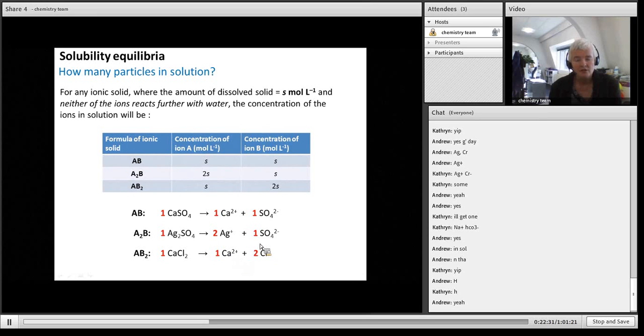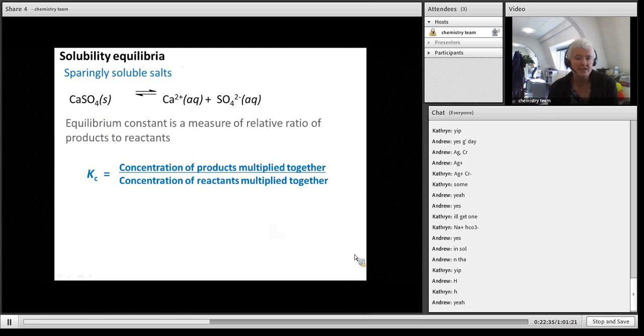So what I've got here now is how we're going to use that in this next section to work out your equilibrium constant. What do you remember about an equilibrium constant from last year? Do you remember anything?